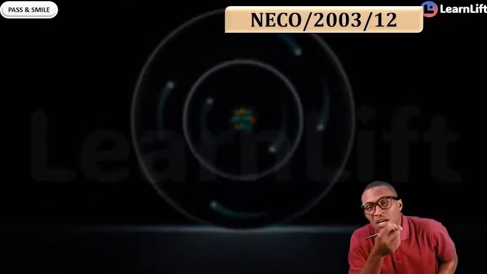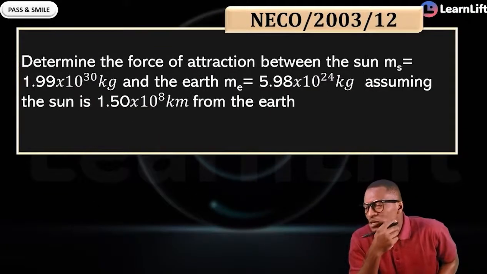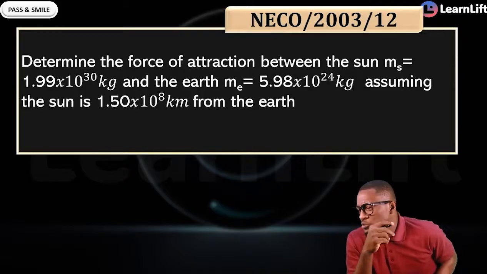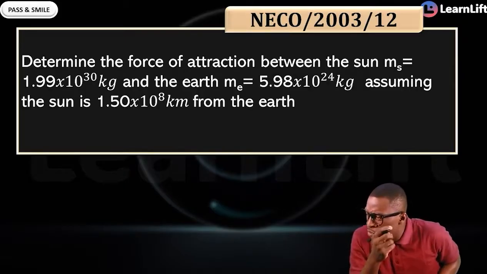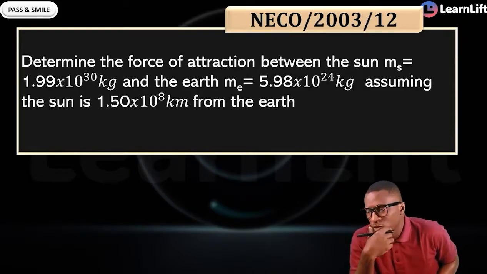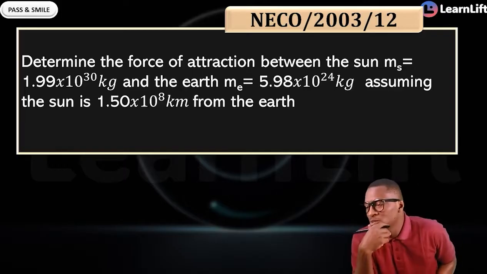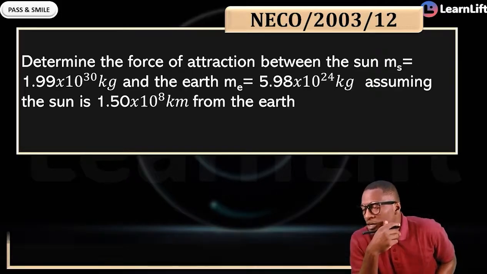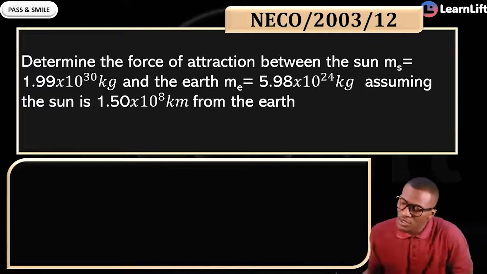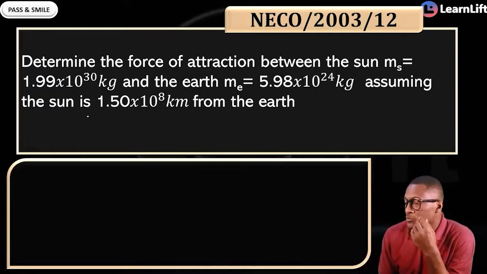Let's see another past question. Let's go to that question 12. The question says, determine the force of attraction between the sun and the Earth, given the mass of the sun and the mass of the Earth. Assuming the distance is that, what becomes the answer? Quickly, let's solve that first.